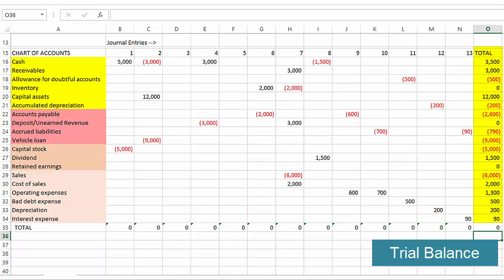For instance, cash of $3,500. Does this agree to the bank statement? Sales of $6,000. Does that make sense? Sure it does. We only have one contract which we completed during the month for that amount. We haven't collected all that cash, and some of that amount is doubtful. However, the gross amount of the sales makes sense based on what we know about the business.